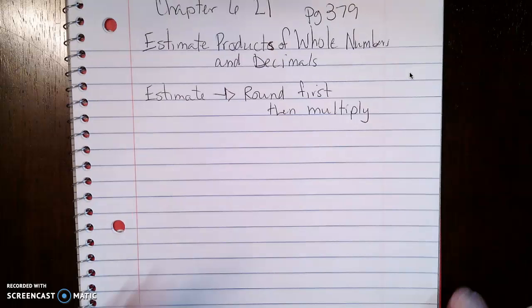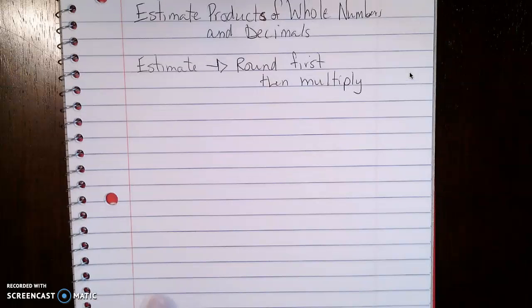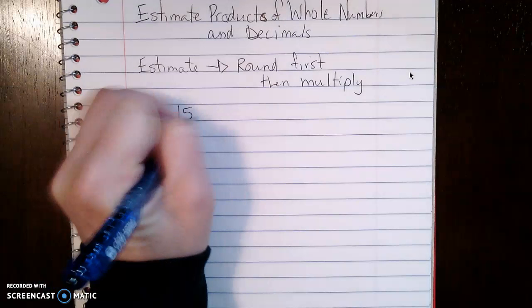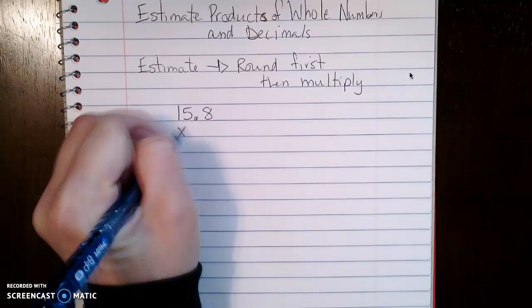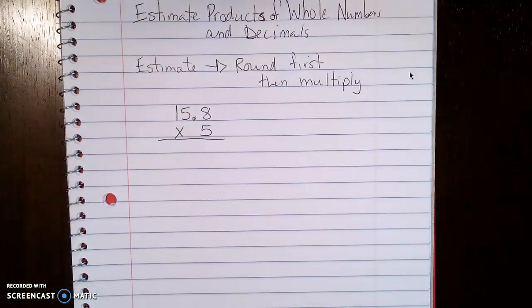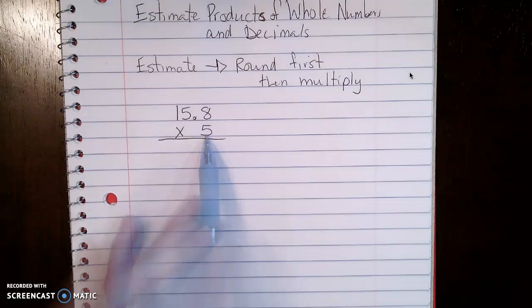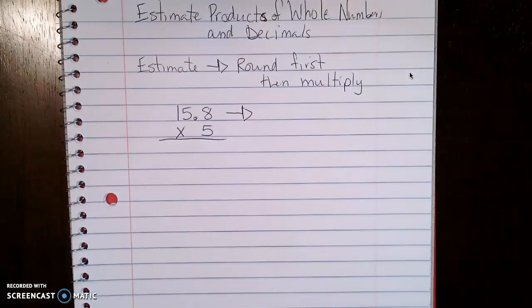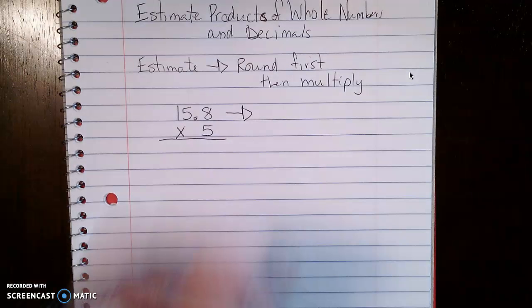So we're going to look at the example that's on page 379. It says that Mrs. James buys 15 8/10 gallons of gas each week for her car. About how many gallons of gas will she need to buy in 5 weeks? So we have 15 8/10 gallons of gas times 5 weeks. But we are estimating. So our 5 is already a whole number. We're going to leave that alone, but we want to round 15 8/10 to the nearest whole number.